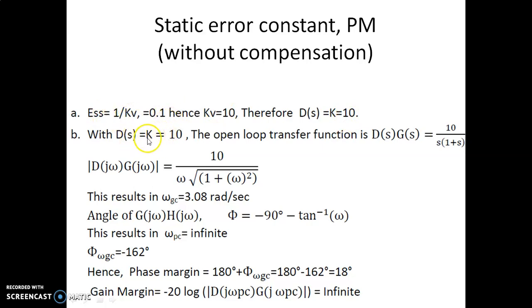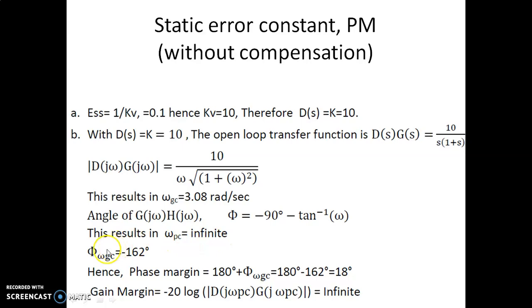With K equal to 10, the open loop transfer function D(s) into G(s) is 10 by s into s plus 1, and we get the magnitude expression as given here. From this we can find the gain crossover frequency. Theoretically it comes out to be 3.08 radian per second. The phase angle equation is given here, and since it has only two poles, the phase crossover frequency is infinite.